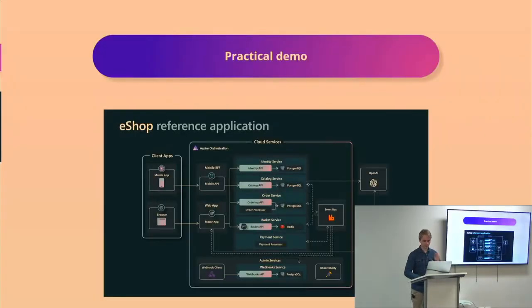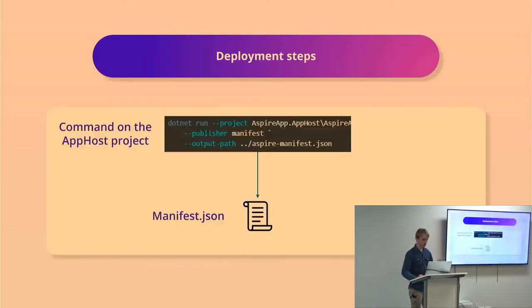So yeah, it's not perfect. There's still a lot of work to do on the deployment. So I will show you how it is done today. Today, for your deployment steps, you can run a command on the app host project. This command will put out a manifest.json.